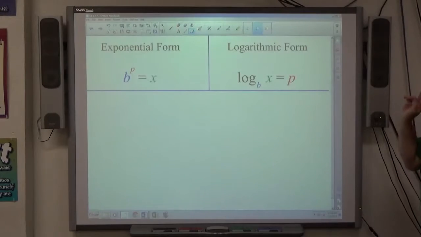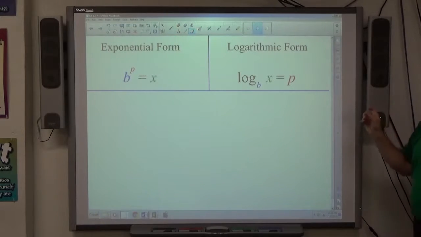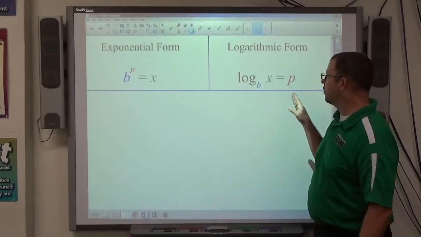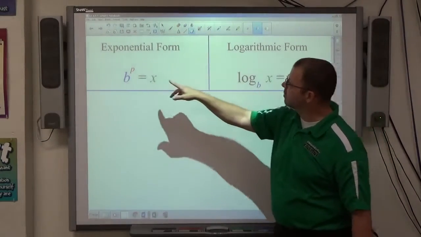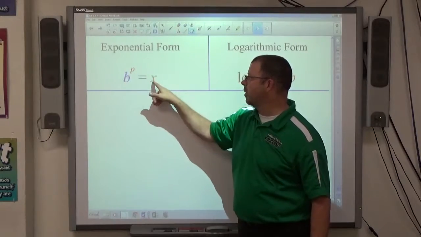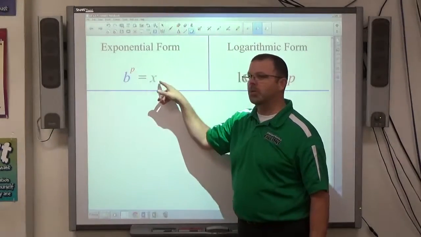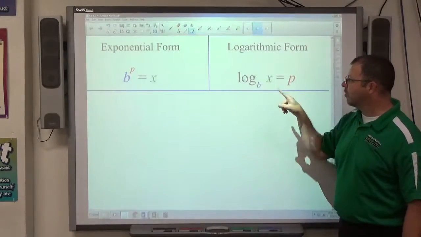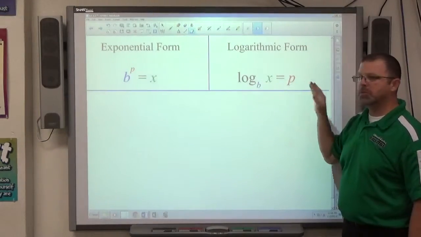All right. A logarithm is a way to write an exponential expression in a different form. All logarithmic form does is take the same components of an exponential form, some number to some power equals some number, 2 to the third equals 8, 10 to the second equals 100, something like that, and transform it into log of x base b equals p. That's how you read this.